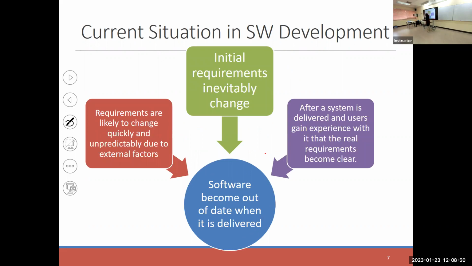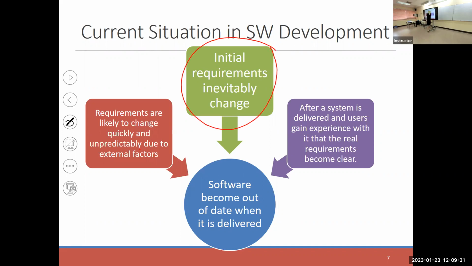And this means these are the factors. Requirements are likely to change quickly and unpredictably due to external factors such as the fierce competitive environment that the business is in, and also maybe regulations, new technologies, and even changing customers. Customers have changing requirements or needs every now and then as well. So we cannot develop software that can react to changing customers fast enough.